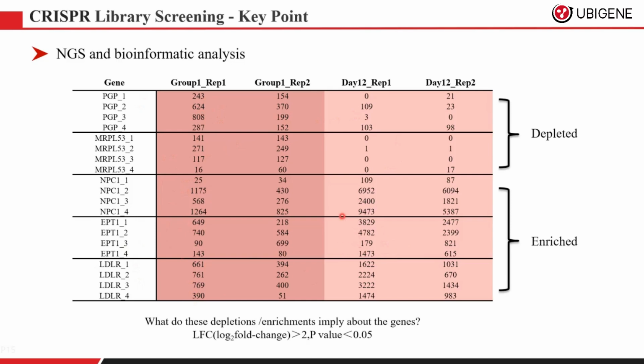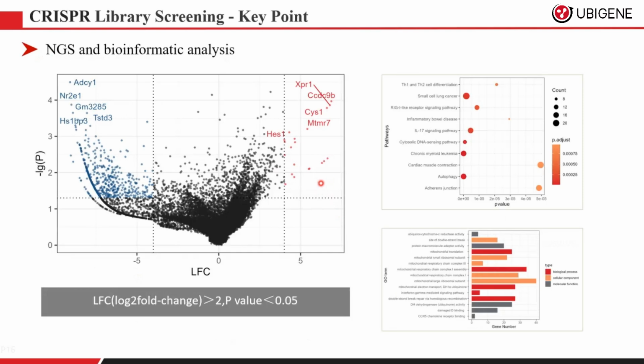After we do the bioinformatic analysis on our sequencing data, we get this list of genes, all ranked by their score from highest to lowest. For the genes that really stand out, either because they are enriched or depleted, we dig deeper. We use things like KEGG and GO analysis to figure out which signaling pathways and metabolic routes these genes are involved in. This helps us narrow down the genes we want to focus on for further validation.